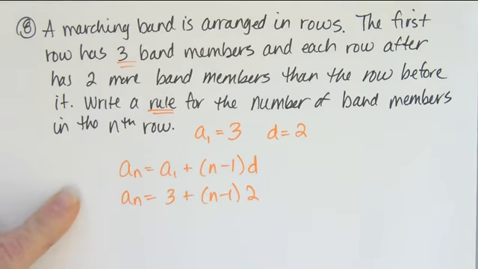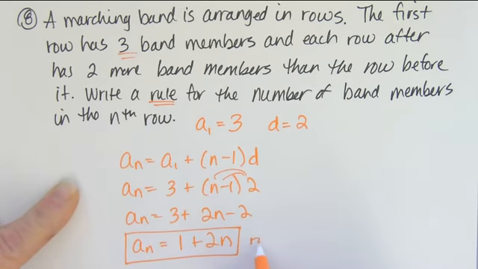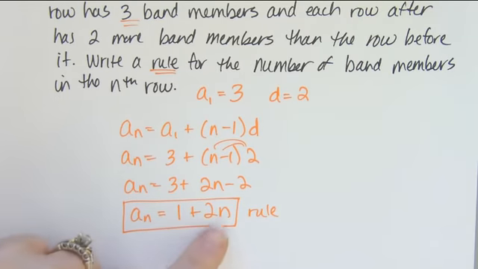So I just replaced a sub 1 and d. Distribute, a sub n is equal to 3 plus 2n minus 2. Combine like terms, and I've got 3 minus 2 is 1 plus 2n. There's my rule. So then if somebody says, well, how many people are in the 20th row? All you'd have to do is plug in 20 to figure out how many people there are. All right, one more.